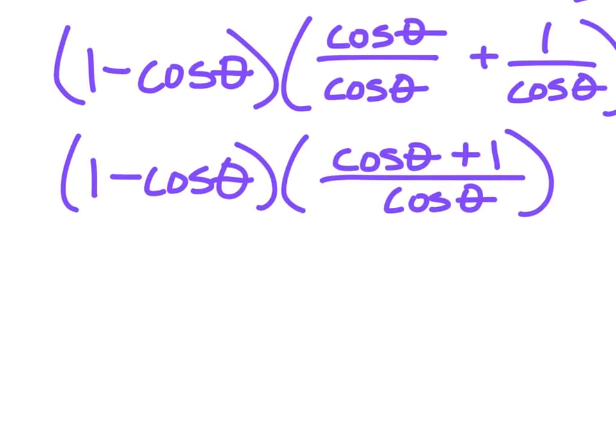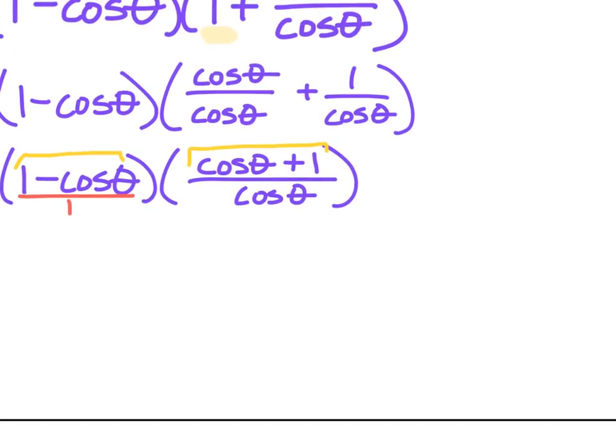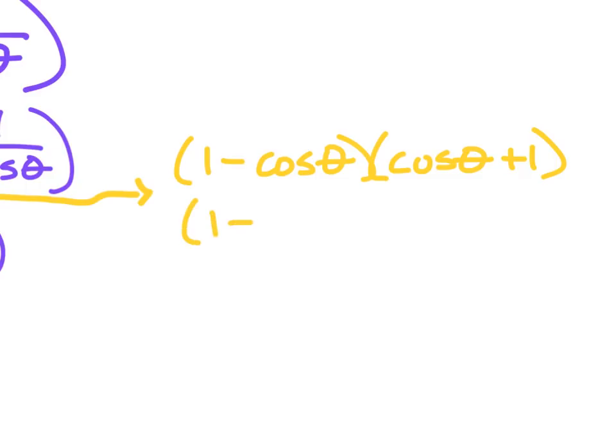And the next thing that I want you to think about, if you write the first entire binomial over 1, and then look at the two numerators, 1 minus cosine times cosine plus 1, and if you don't see it, I want you to walk it through over here. 1 minus cosine of theta times cosine of theta plus 1. I'm going to rewrite that as 1 minus cosine of theta times 1 plus cosine of theta.